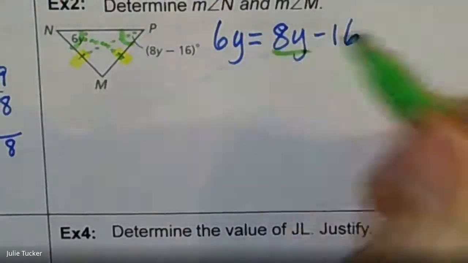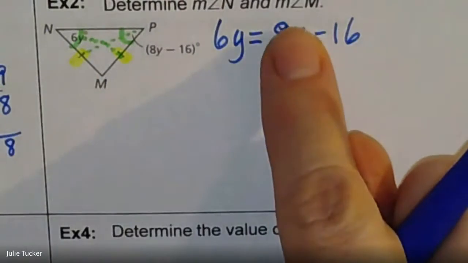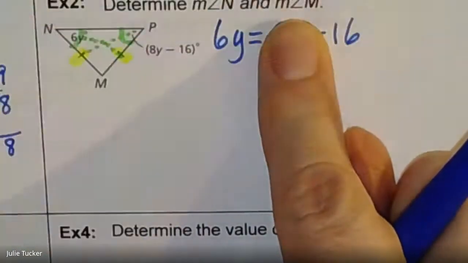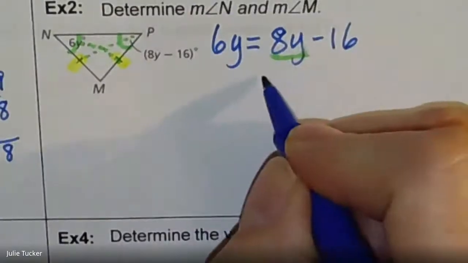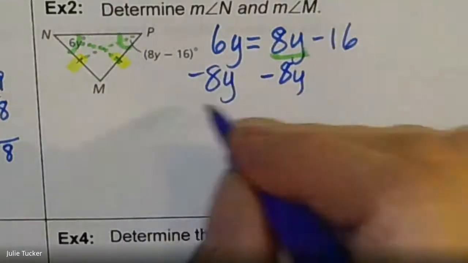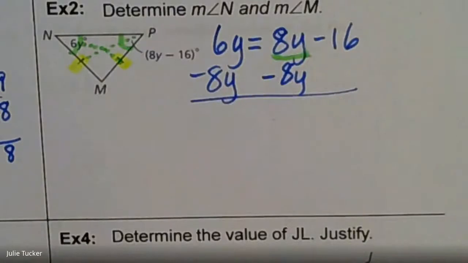It's 8y you want to do first, because if you eliminate that term first, if that term was not there, you would have all the y's on one side and all the numbers on the other side, right? So that's definitely what you want to do. So let's do minus 8y, minus 8y. And then 6 minus 8 gives you how many y's?